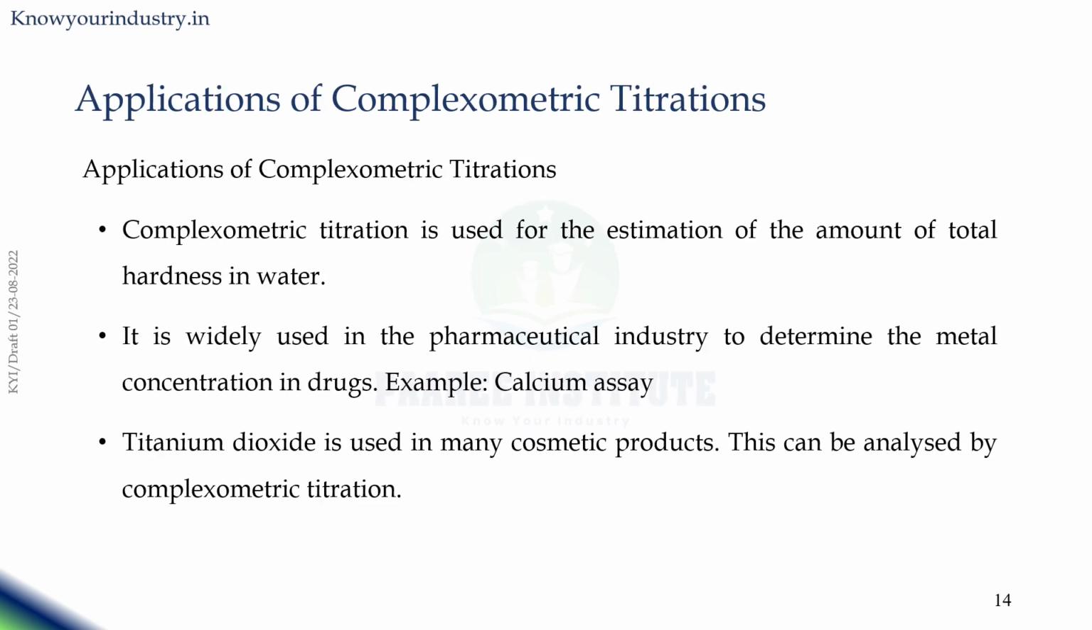Complexometric titrations are widely used in industry, including the pharmaceutical industry, chemical industry, etc. Some examples of applications include estimation of the total hardness of water, in terms of measuring the metal ions in the water. It is also used widely in the pharmaceutical industry to determine the metal concentration in drugs, for example, calcium assay. And the use of titanium dioxide in cosmetic products is analyzed by complexometric titration.